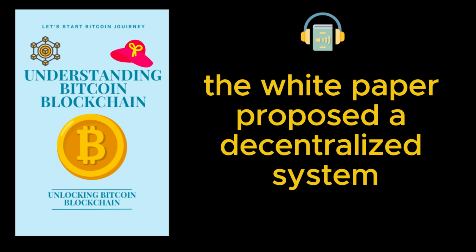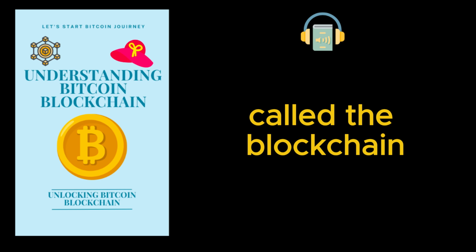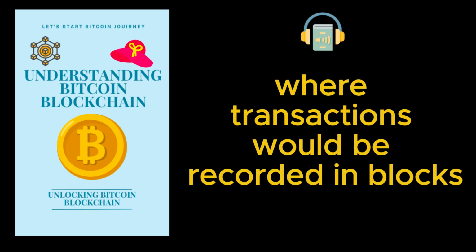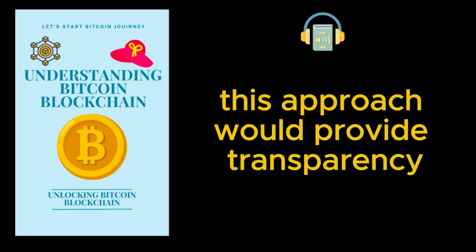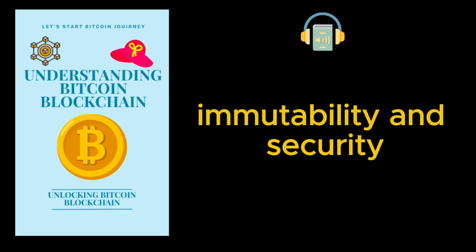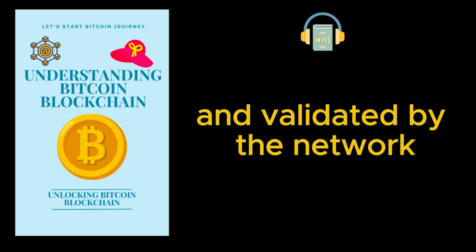The white paper proposed a decentralized system based on a distributed ledger called the blockchain, where transactions would be recorded in blocks and linked together in a chain. This approach would provide transparency, immutability, and security, as each transaction could be verified and validated by the network.